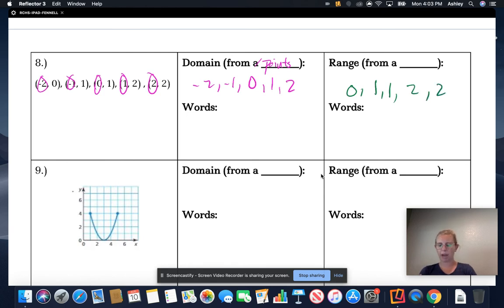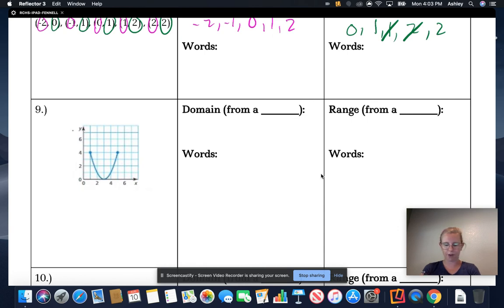Do you think I need to write those 1s and 2s repeatedly? Because I see those numbers repeating a lot, and I don't really think that's necessary. So if 1 is a part of the range, then 1's a part of the range. I don't need to write it twice. So really, we could just write it as 0, 1, and 2. Those are the points that represent the range. If you write them out extra just as you're thinking about it, it's fine, but just cross them out. They're not necessary. Okay, let's look at from a graph.